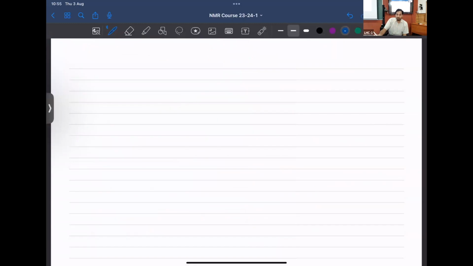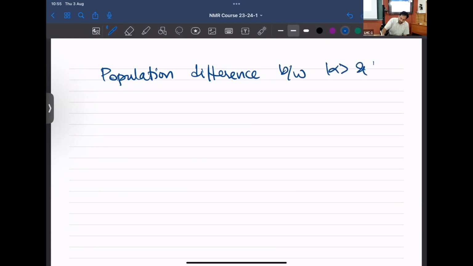Tomorrow, what will we be looking at? We'll be looking at the population difference between alpha and beta state, and trying to understand what sensitivity is in an NMR experiment. So if you guys have time, try to work out the homework I gave, and go recollect the lecture I've just given. Thank you very much.